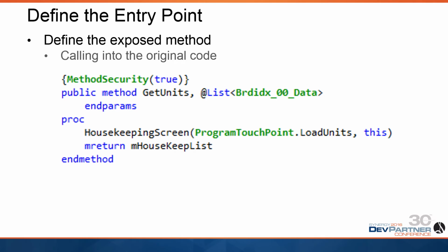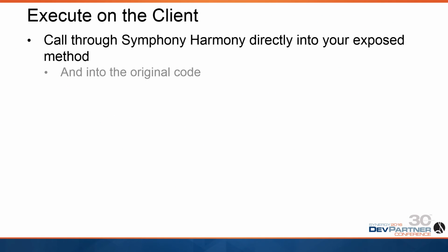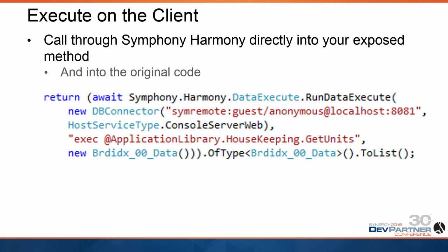So I've got this unit, I've attributed it with method security true, which means my Symphony Bridge and Symphony Harmony can call through to it, and then I'm dispatching it into the original program. Obviously there's code in the class that says, the first time you come in, I'll open the files and all that kind of good stuff. And Symphony Bridge handles all that. It creates the instances of your application for you within application domains.